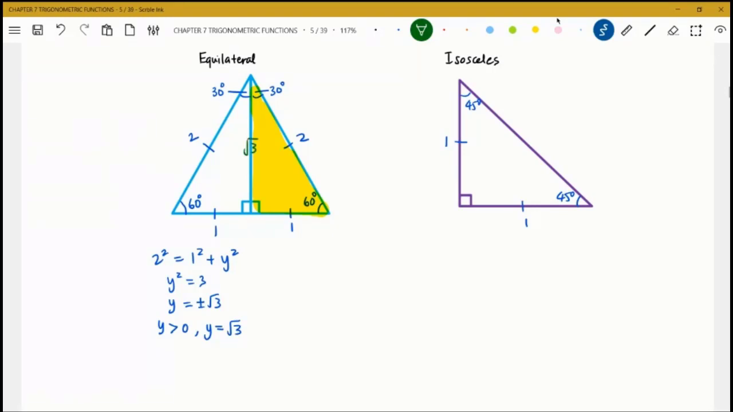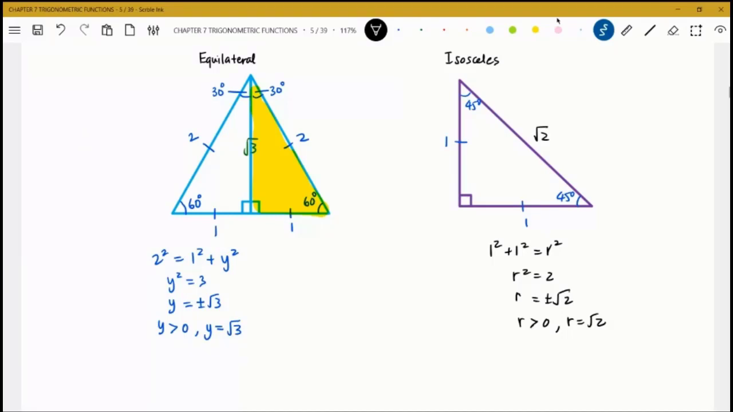Okay, and then for the isosceles, we need to find the longest side where we have 1 square plus 1 square equal to r square. So r square should be equal to 2. So your r should be plus minus of square root 2. So r should be more than 0. So r is the square root of 2. So di sini adalah square root of 2.